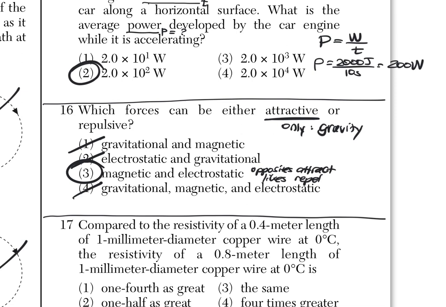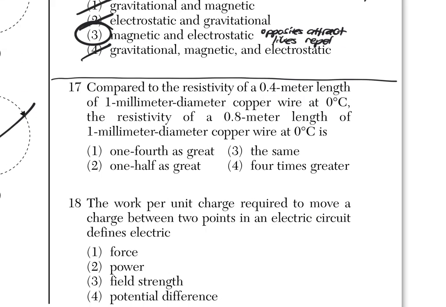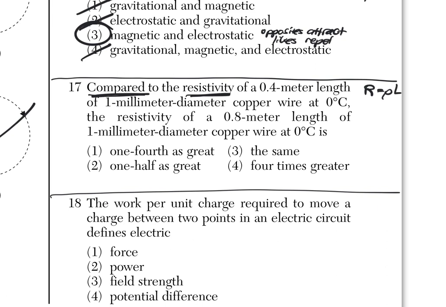Number 17. So they're throwing out some numbers here on number 17, but this is a comparison question. This is a double, triple, half, whatever. And it's talking about resistivity, and there is only one equation that deals with resistivity, and that's resistance is resistivity times length over cross-sectional area of a wire. And so we have two different wires, the first one has 0.4 meters length, and the second one has 0.8 meters length. So I'm having twice the length.